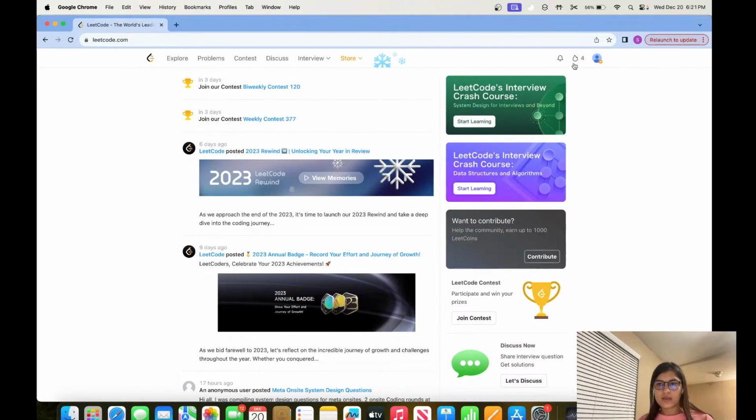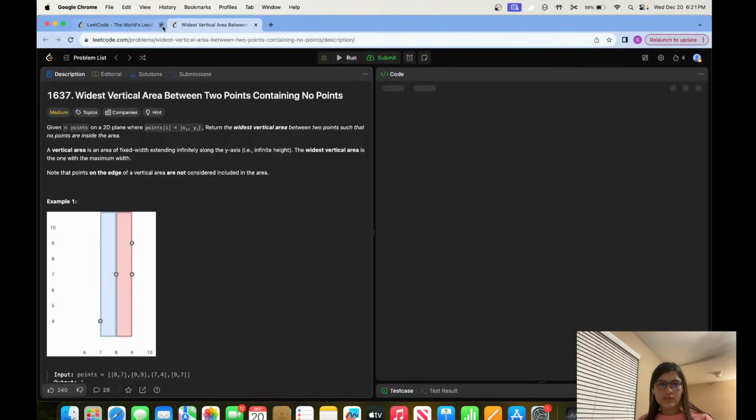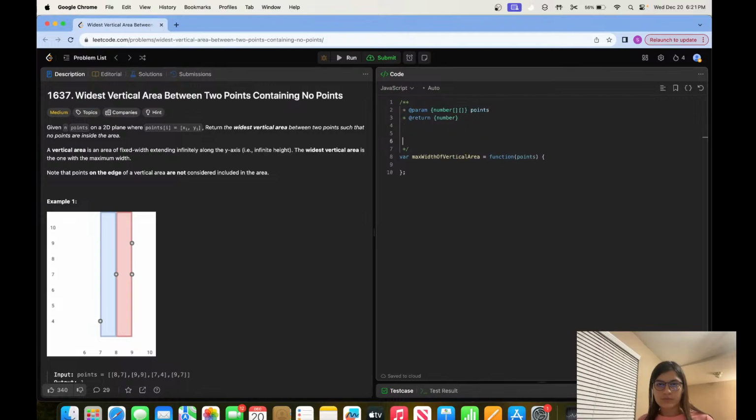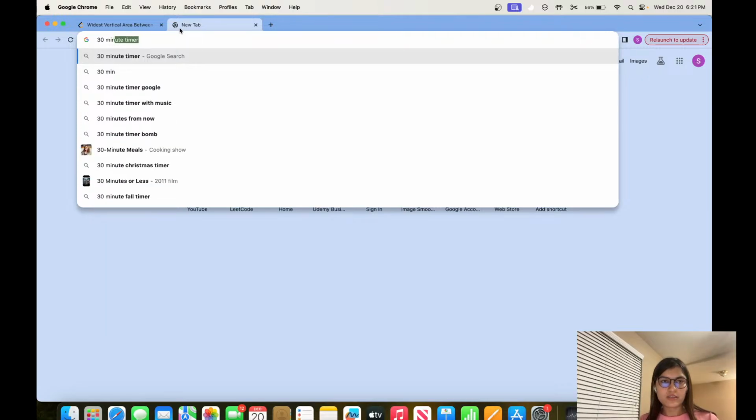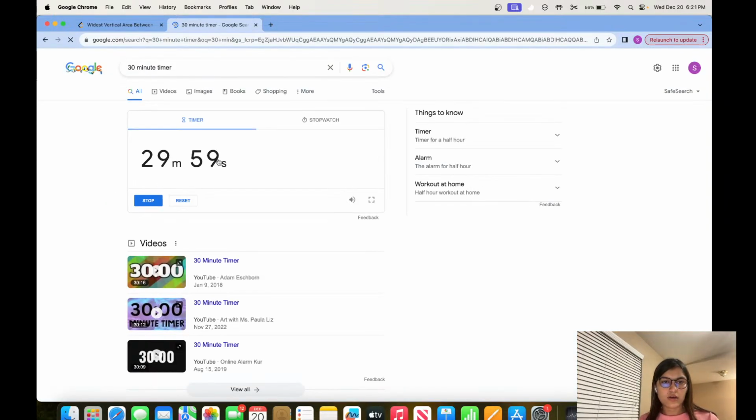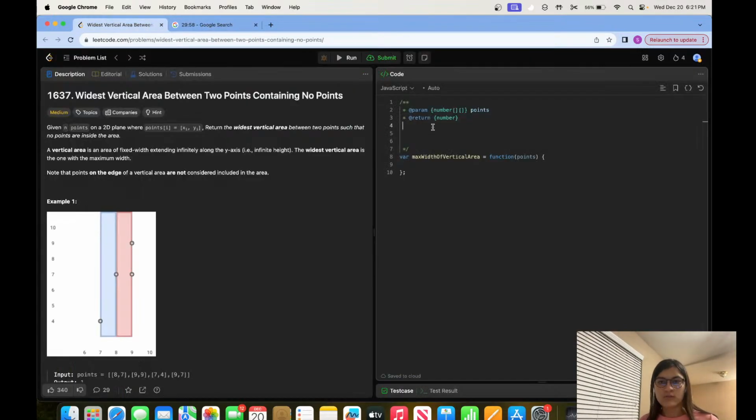Hi everyone. So let's solve today's daily LeetCode challenge question. Okay, so today's is medium. I'm also looking at this problem for the first time. I'll just set a timer of 30 minutes. And okay, 30 minutes, I started. I will try to solve it within 30 minutes.